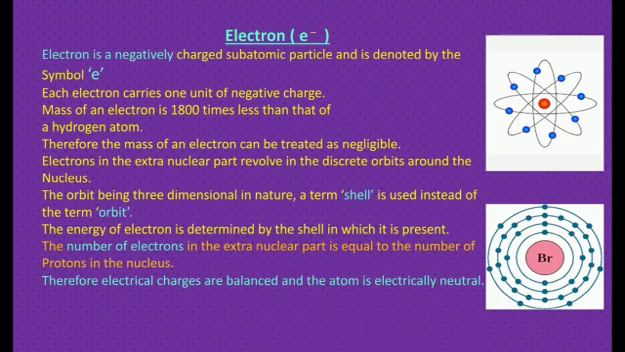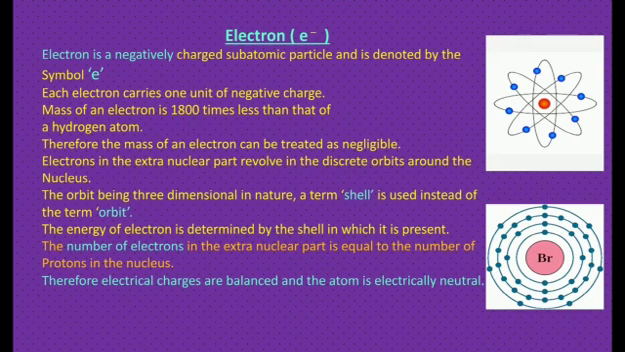Electron is negatively charged subatomic particle and is denoted by the symbol e. Each electron carries 1 unit of negative charge. Mass of an electron is 1800 times less than that of a hydrogen atom. Therefore, the mass of an electron can be treated as negligible.